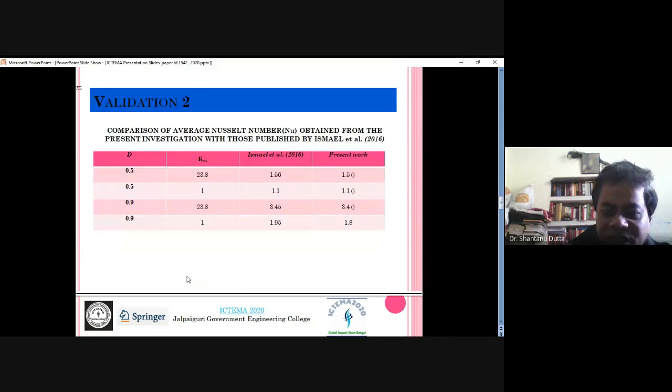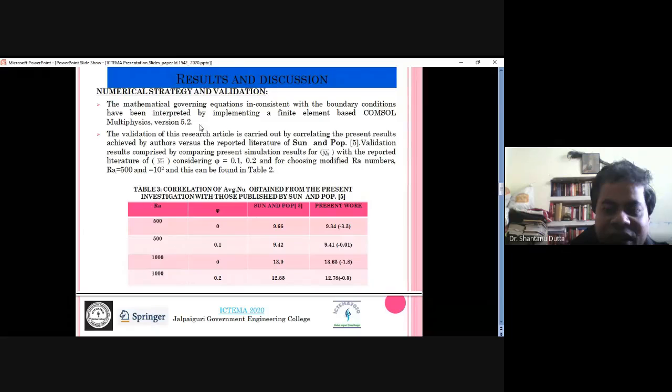Now the validation. Two validations were carried out. One was for this type of geometry enclosure, because it is porous as well as thermofluid. Accordingly, we have chosen one study from Sun and Pop. The validation was on the average Nusselt number obtained for the present investigation against Sun and Pop, for different volume fractions and different modified Rayleigh numbers.